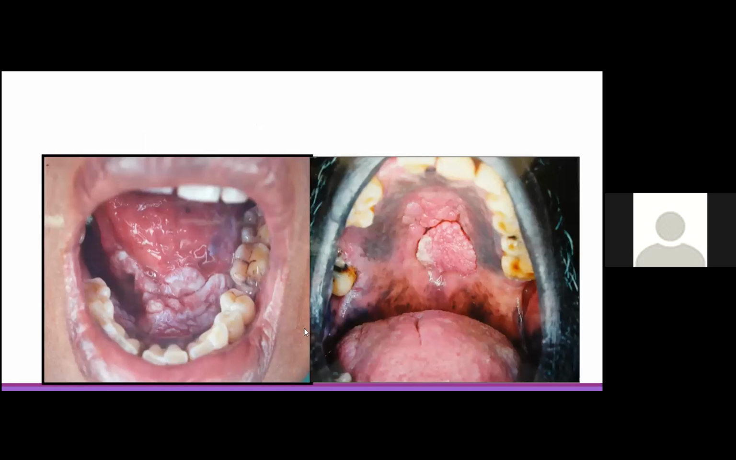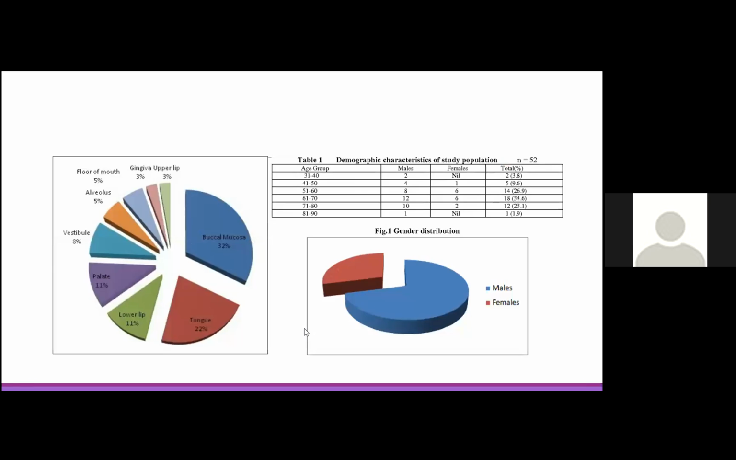These pictures show oral squamous cell carcinoma present in the floor of the mouth. The second one is oral squamous cell carcinoma in the palate. So what I mean to say is that this is a very, very common cancer, especially in Southeast Asia and also in India, where I belong. It is the third most common cancer in India. The first is breast, the second is lungs, and the third is oral cancer.